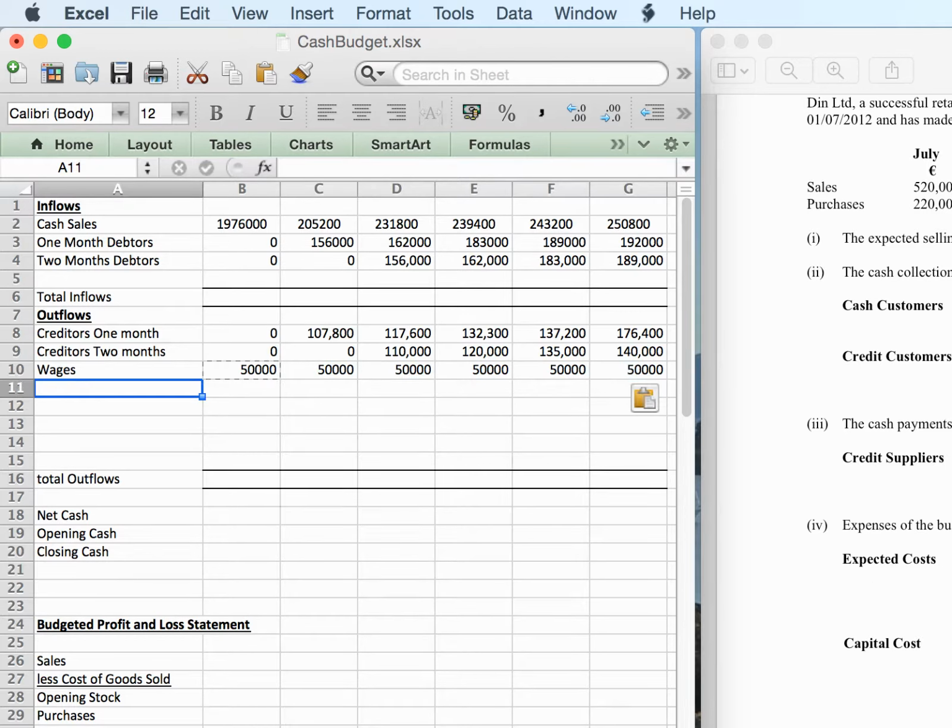Variable overheads, €10 per unit payable as incurred. Now I'm assuming that this is €10 per unit that I'm going to sell, and the only way I can work that out is because I've got a selling price of 50 per unit, and that will tell me the number of units. So what I'm going to do is take all of my sales figures, divide by 50, and then multiply the figure by 10 per unit. So probably an easy way to do it is just divide all of them by 5.